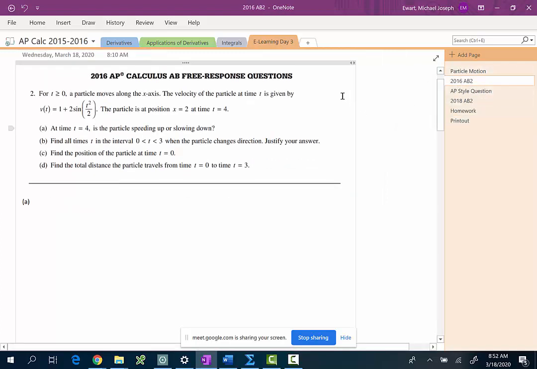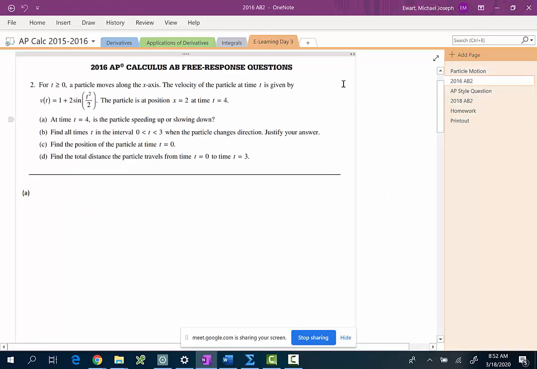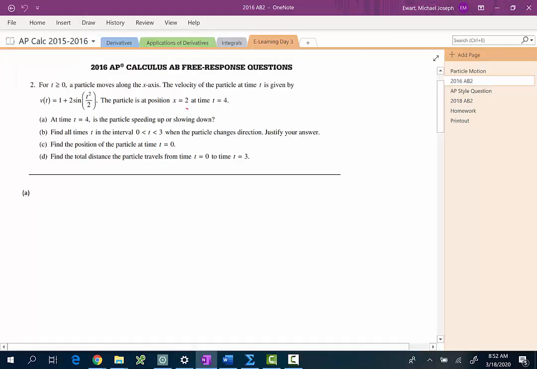So I'm going to start off with this question from the 2016 free response. With this one, I'll give you guys a minute, like 30 seconds, to go ahead and read it. So this one was interesting in the fact that they immediately started off with asking speeding up or slowing down. Usually that's like a part C, but this one they just jumped right at it. So like we just saw, whenever we see speeding up, slowing down, that's where we're going to check our signs. So we need to check, they're using at time 4.